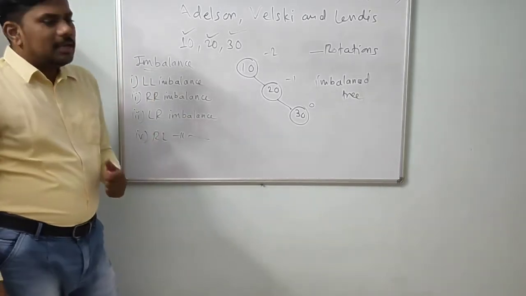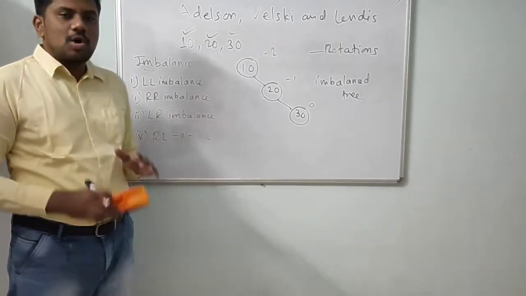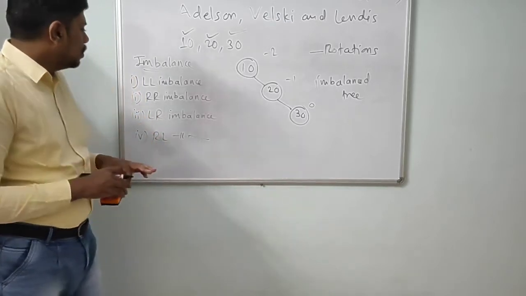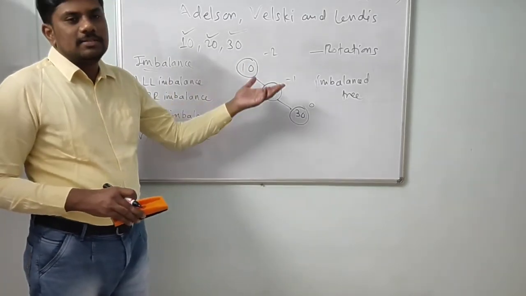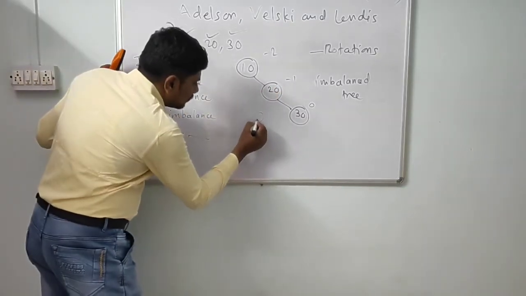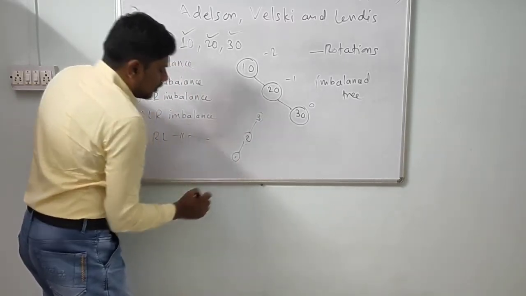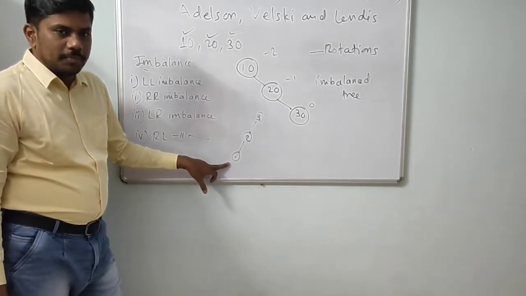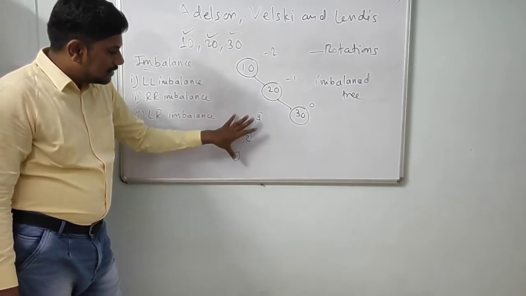So what is meant by LL imbalance? The imbalance occurred due to insertion of a new node to the left side of the left subtree. See, 3, 2, 1. Suppose recently you have inserted this node, which is the left side of this. So this is LL imbalance.